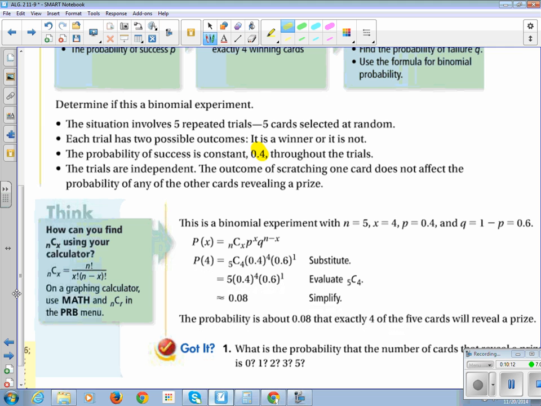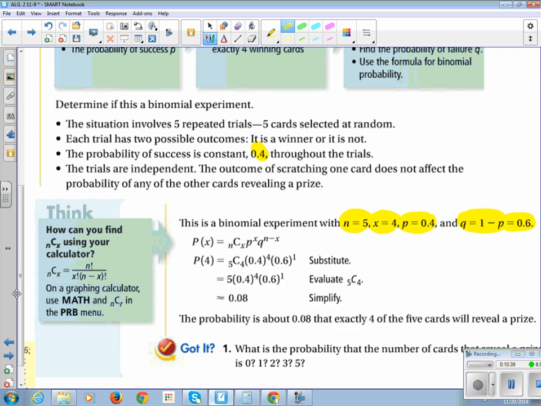The trials are independent. The outcome of scratching one card does not affect the probability of any of the other cards revealing a prize. All right, so we know that the number of trials is 5. We want to be successful 4 of those times. Probability of success is 0.4. The probability of being unsuccessful is 1 minus 0.4, which is 0.6.